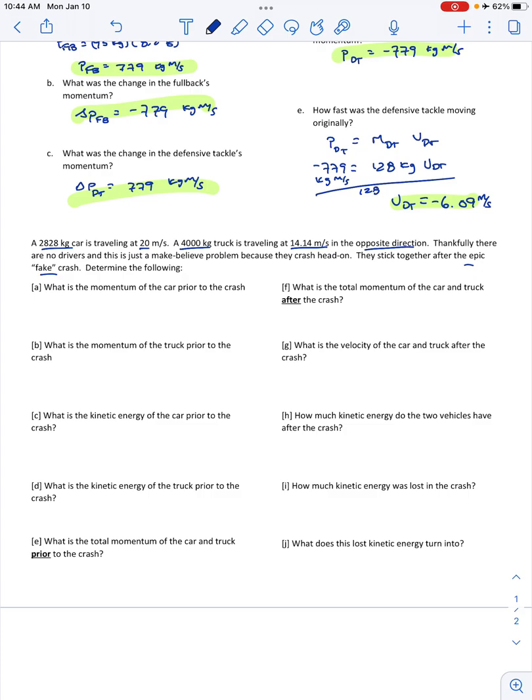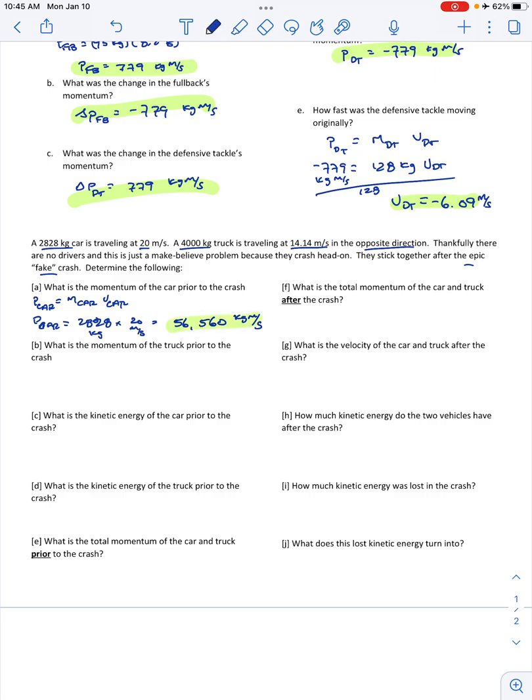What is the momentum of the car? The momentum of the car is going to be the mass of the car times the velocity of the car. So momentum of the car should equal 28 kilograms times 20 meters per second. 28 times 20 is 560 kilogram meters per second.